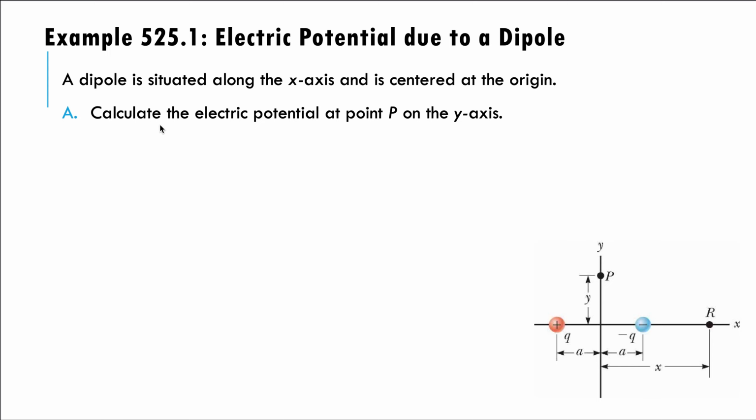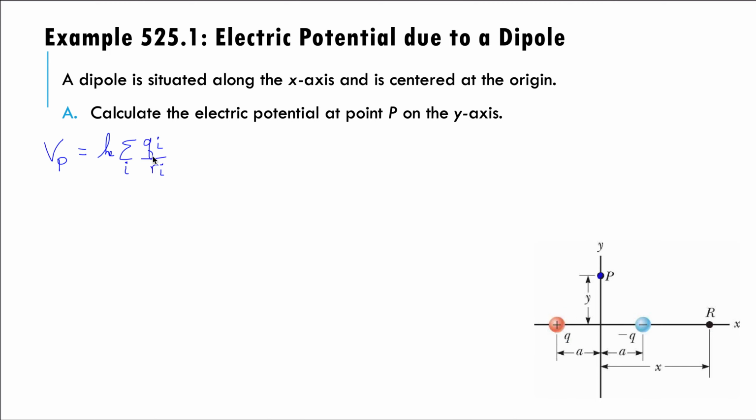So for the first part, we're finding the electric potential at point P on the y-axis. And remember, a dipole has a positive and a negative charge of the same magnitude, and they're separated by a certain distance. So to find the electric potential at point P, we can just write down the equation that the potential at point P is Ke, and then the sum of all the individual potentials. In this case, we only have two charges, so we only have to add the potential due to the positive charge and the potential due to the negative charge at this point.